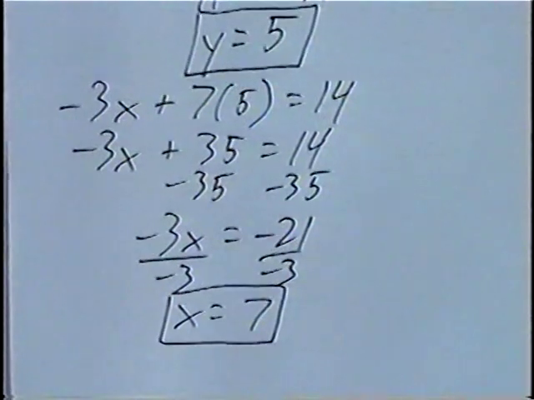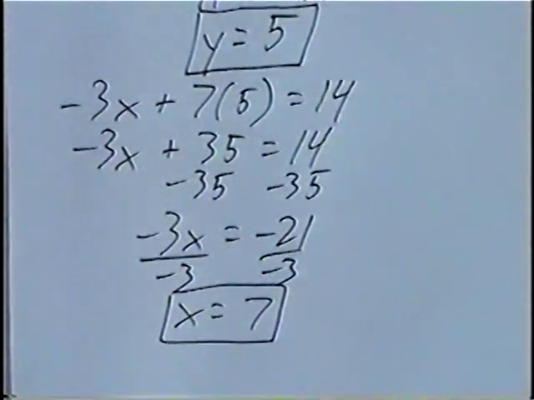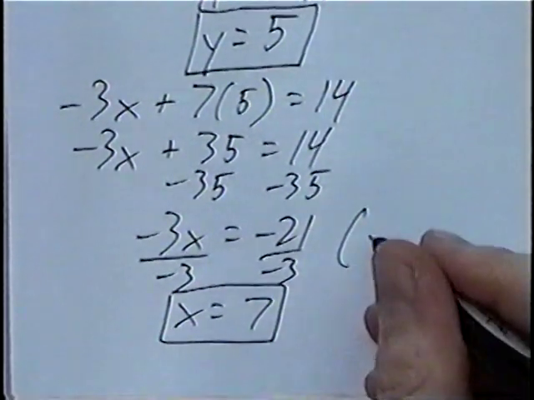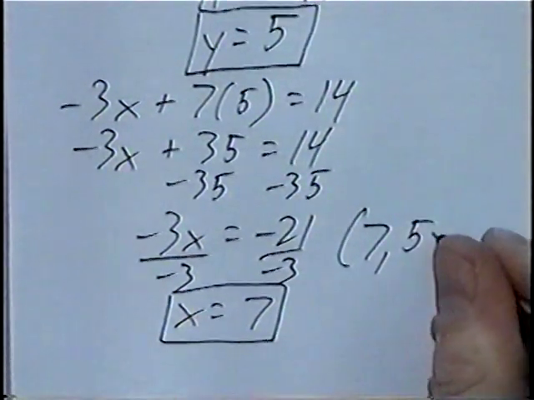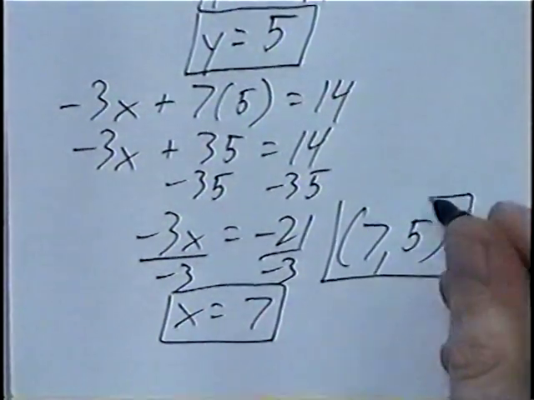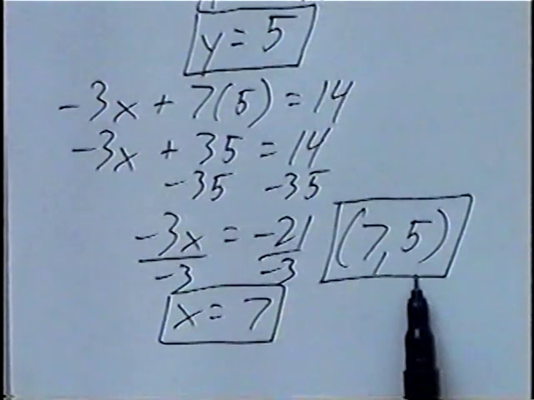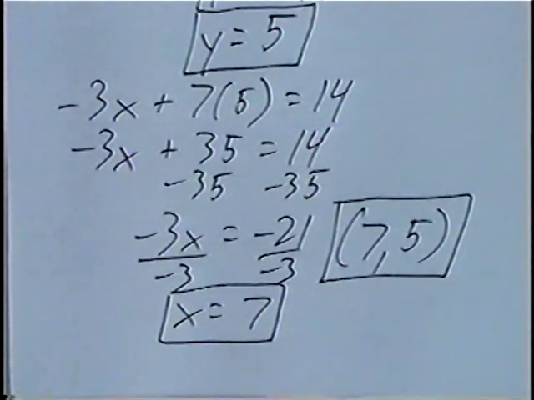So our two answers, x equals 7 and y equals 5. And again, we can write that as a point x comma y, which is 7 comma 5, which again is the point that these two lines would cross on a xy graph.